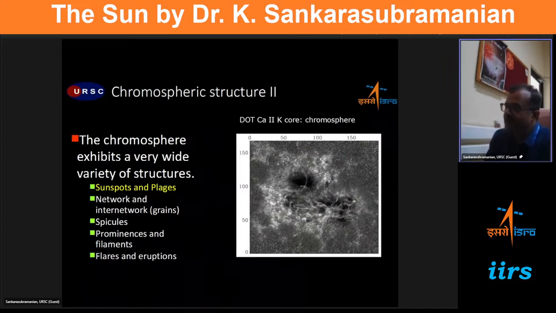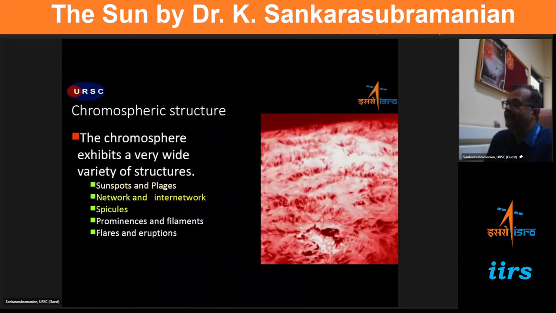So that means once you start to see plages in the structure, you are looking at the chromosphere compared to the photosphere. And in the chromosphere, especially if I look at the limb, you start to see very fine fibril-like structures. We call them spicules.